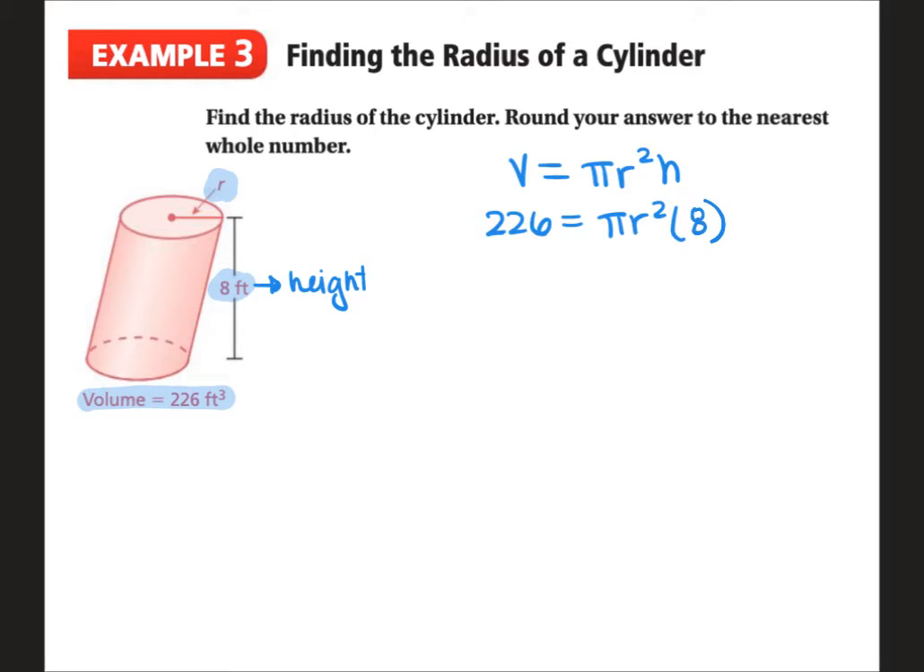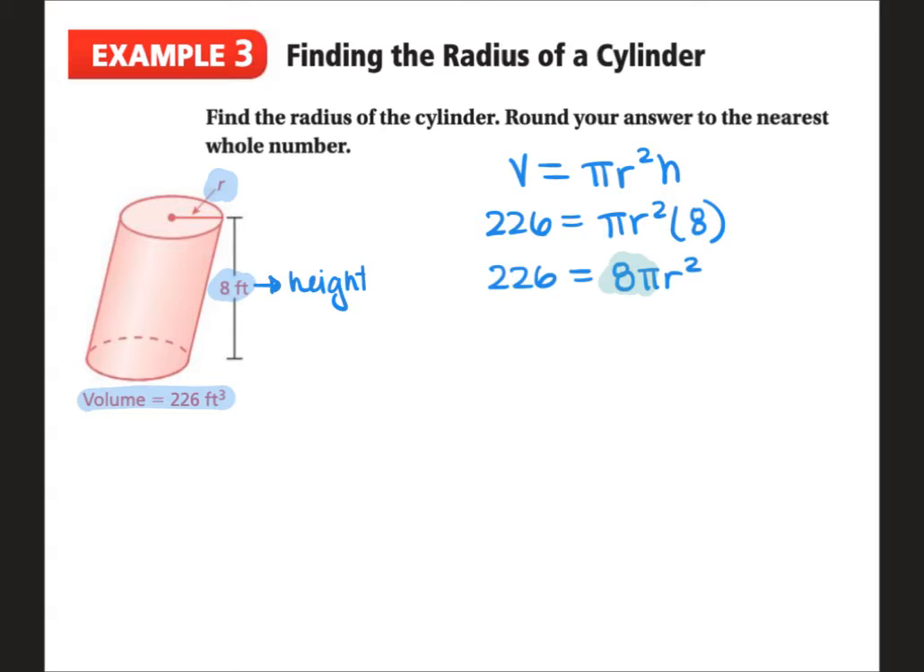And from here, I notice that I've got pi r squared and then times 8. All of that is being multiplied to each other. So I could really just rearrange this and say 8 pi r squared is equal to 226. And just like when we learned about circles, I talked about how we can put the 8 and the pi together, because that's just a number, right? And it makes it a little bit easier to identify what our next step is to solve for this r that we're looking for.